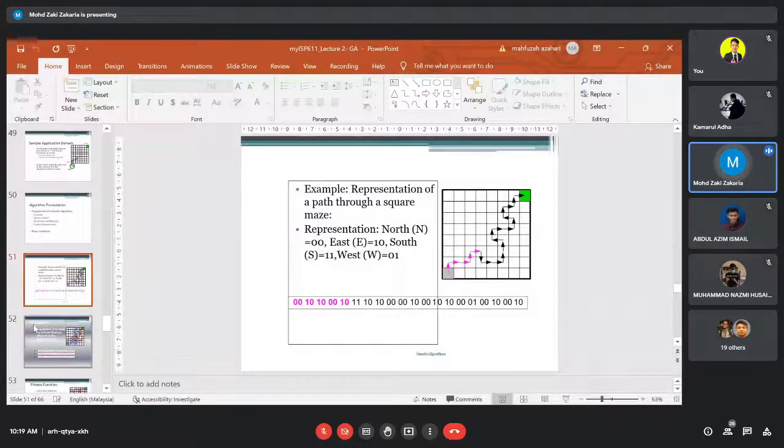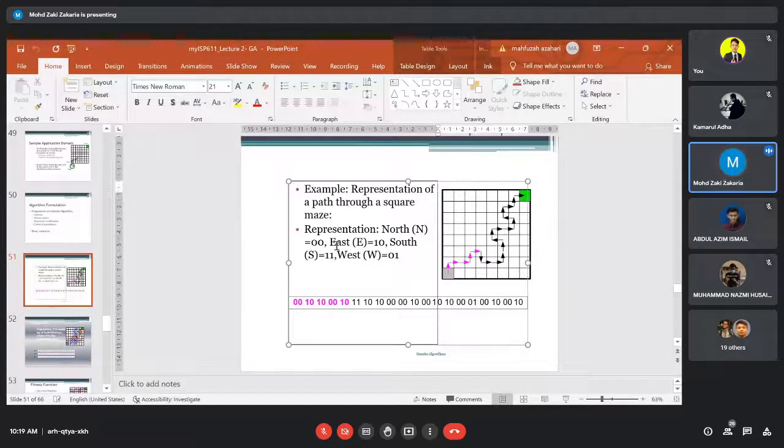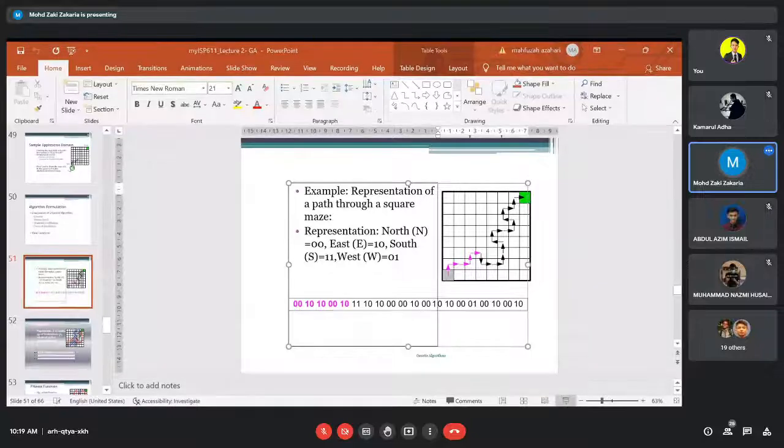Okay. So based on this figure, we can use this symbol or this representation. 0, 0 for north, 1, 0 for east, like this. This is the first movement, second movement, third movement, and so on. So the complete movement is like this.